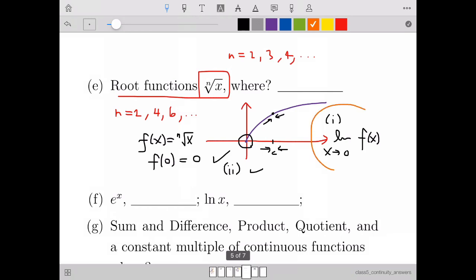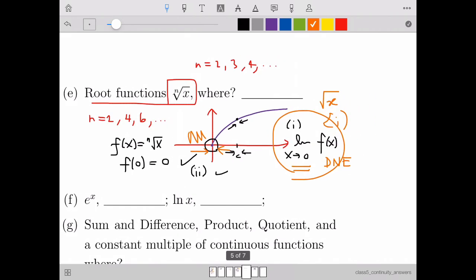We have seen this before, that if we have square root of x, for example, the limit does not exist as x approaches 0 because we are approaching 0 from both sides and there is no function on the left. So the limit does not exist. So 1 fails. Right? So f is not continuous at 0. But any number bigger than 0 is okay.